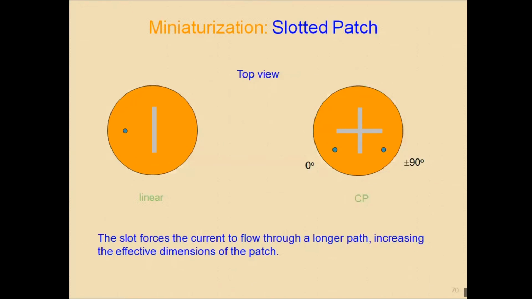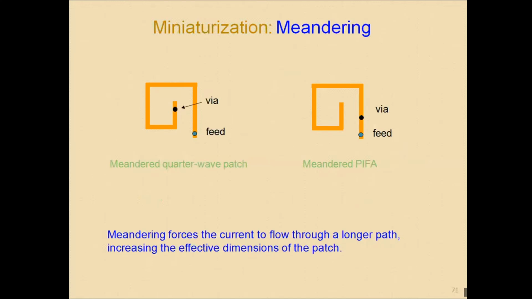The slotted patches. This is called the meandering effect. So, for example, you have come across RFID antennas. These RFID antennas use meandering structures. There are meandered square wave patch antennas, meandered PIFA antennas.